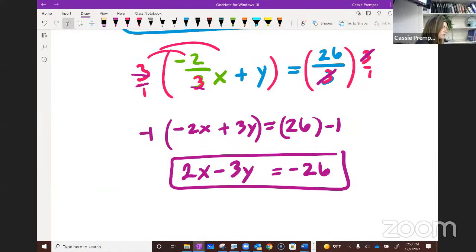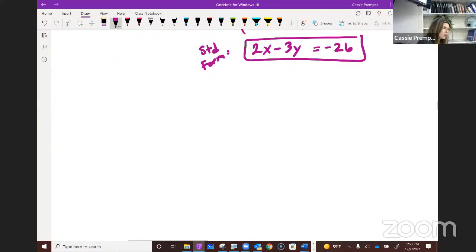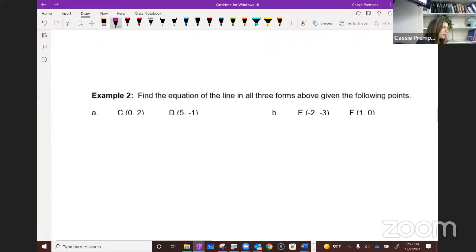Distribute. Okay, this is my standard form. And I'm finished with those two. What'd you say? Tuesday, next week, Tuesday. All right, on to the next example.